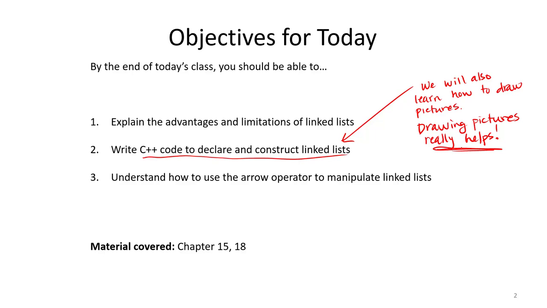Eventually, you may become skilled enough that you don't need to draw pictures anymore, and you'll see that in some of our assignments, it might even be required because it's so important. So definitely follow along with our examples, and you'll see how drawing pictures will really help make linked lists a lot easier to learn. Finally, we will start using what's called the arrow operator to help us manipulate linked lists. So let's go ahead and get started.